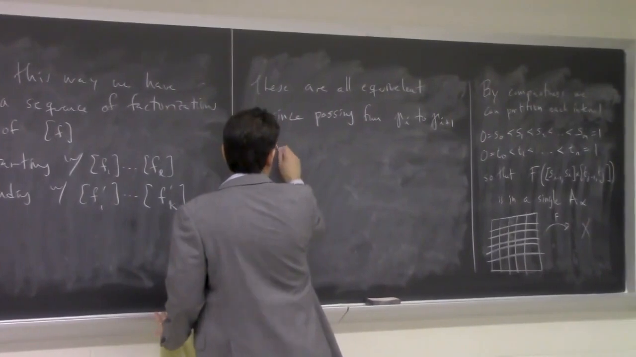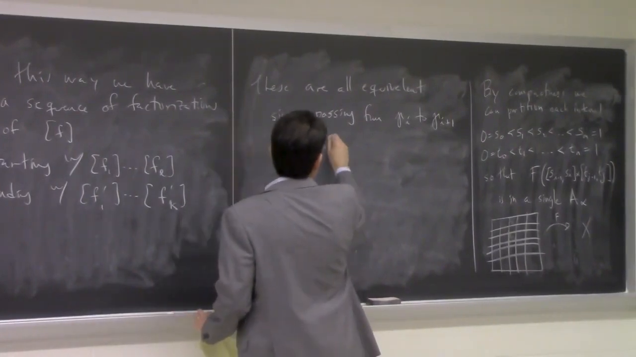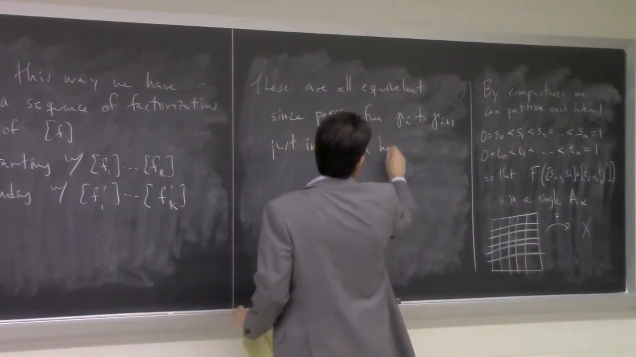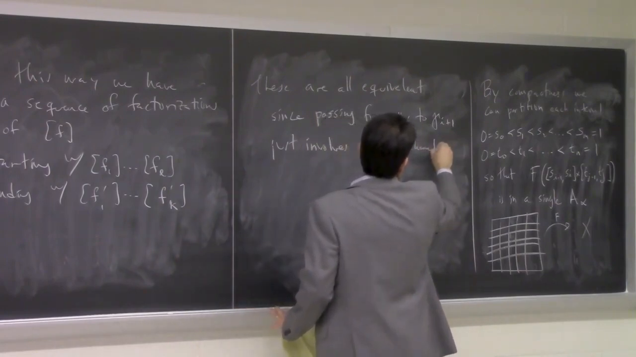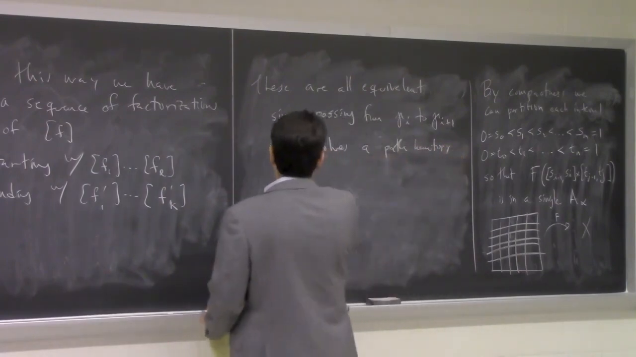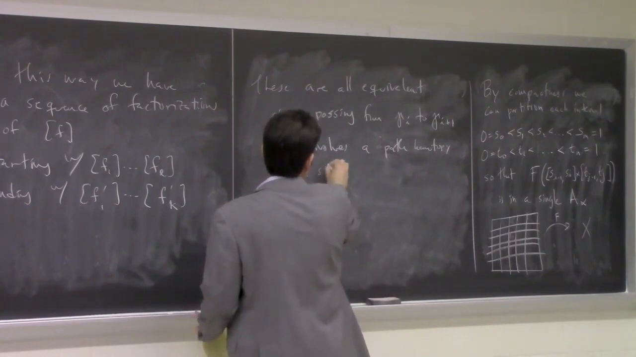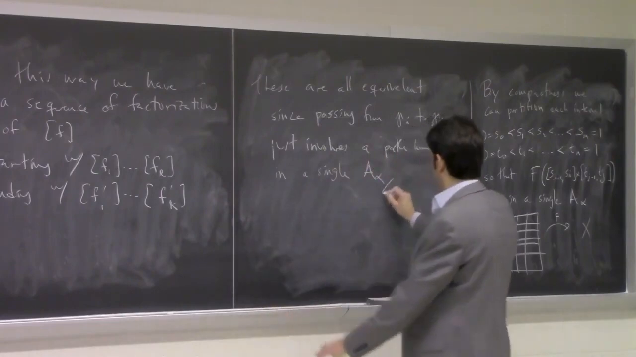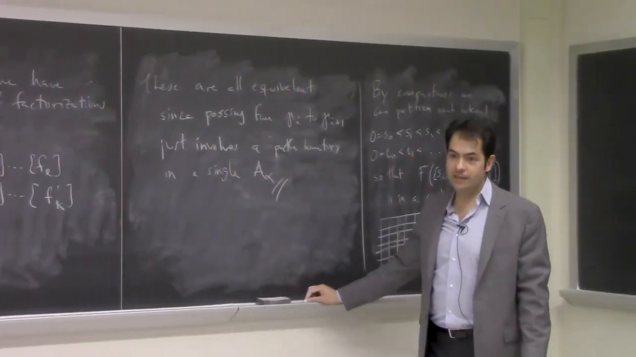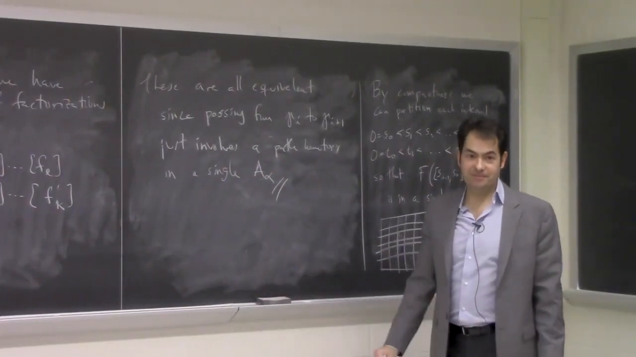It just involves a path homotopy in a single A alpha. Okay? So that proves Van Kampen.